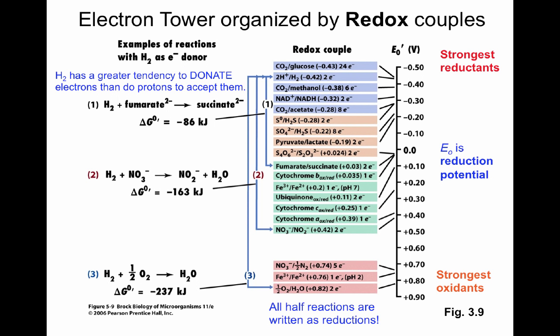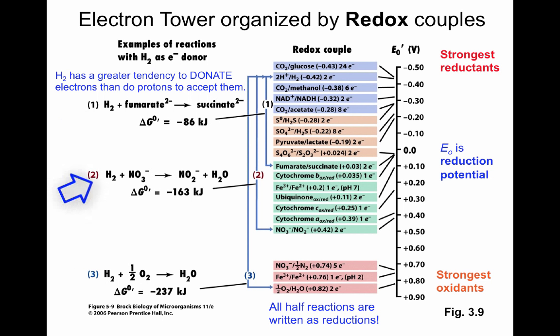positive redox potential. So for example, hydrogen has a great tendency to donate electrons, better than protons do to accept the electrons. So you can look, for example, at the electrons donated by hydrogen in three reactions, either hydrogen donating electrons to fumarate to generate succinate, and that gives you a delta G naught of minus 86 kilojoules.